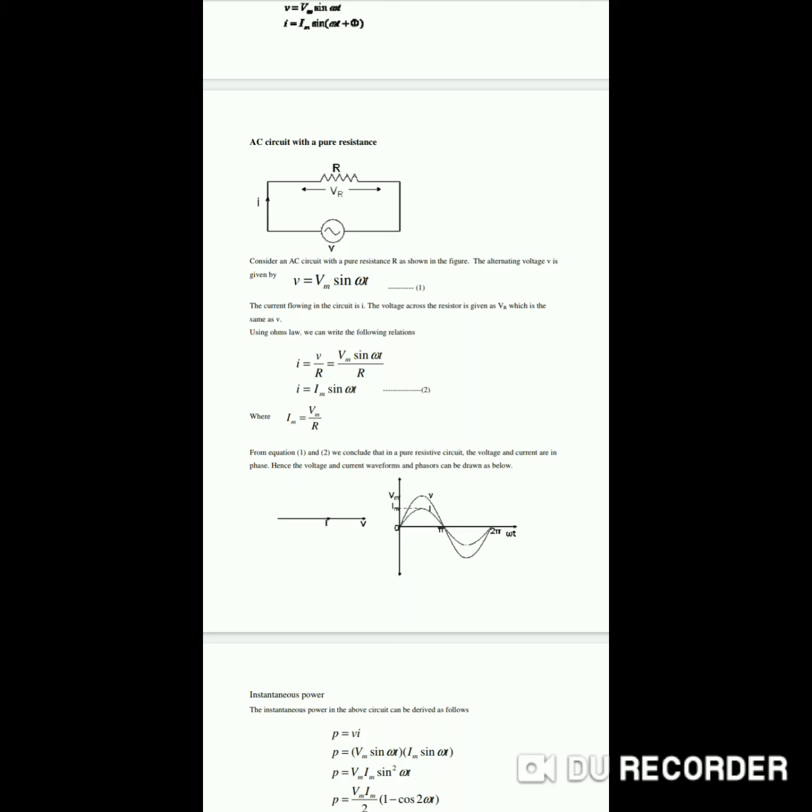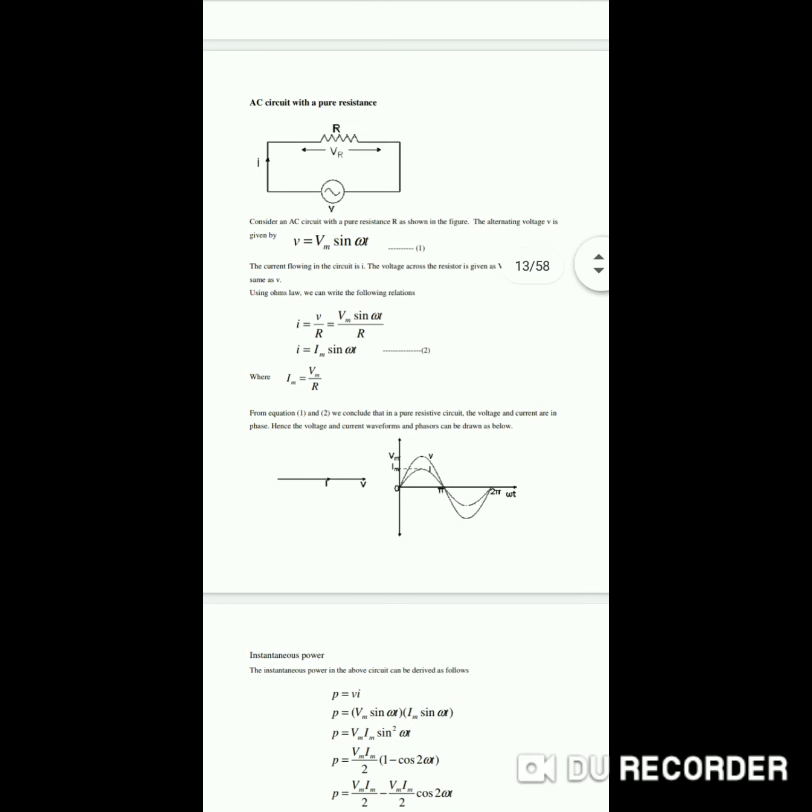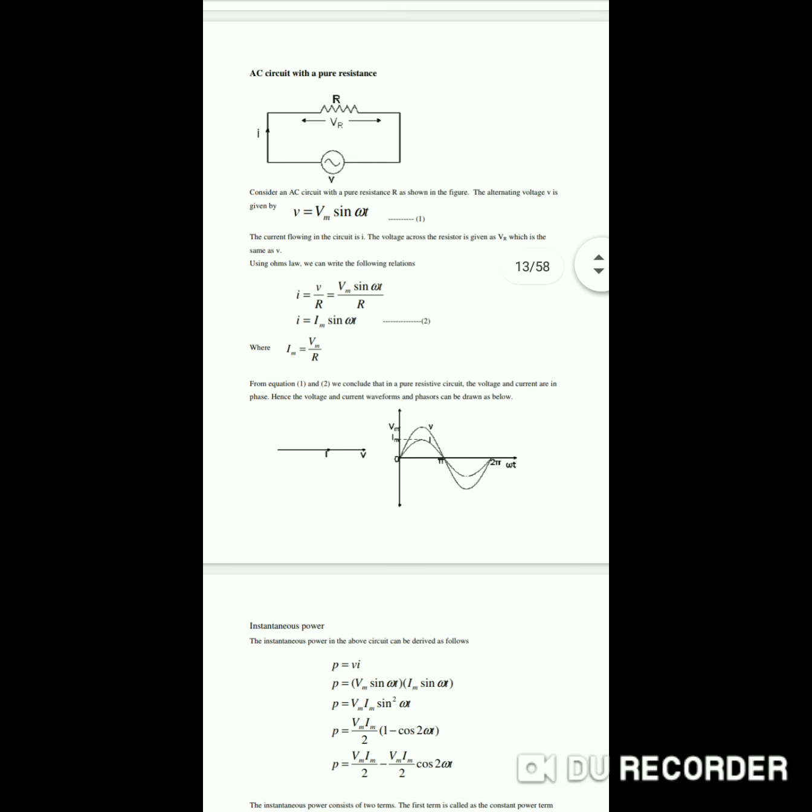Hello everyone. So now we'll talk about the AC circuit with pure resistance. In this we need to find the current, the instantaneous power and the average value. First, if you see the diagram, V is a supply. So consider an AC circuit with a pure resistance R.